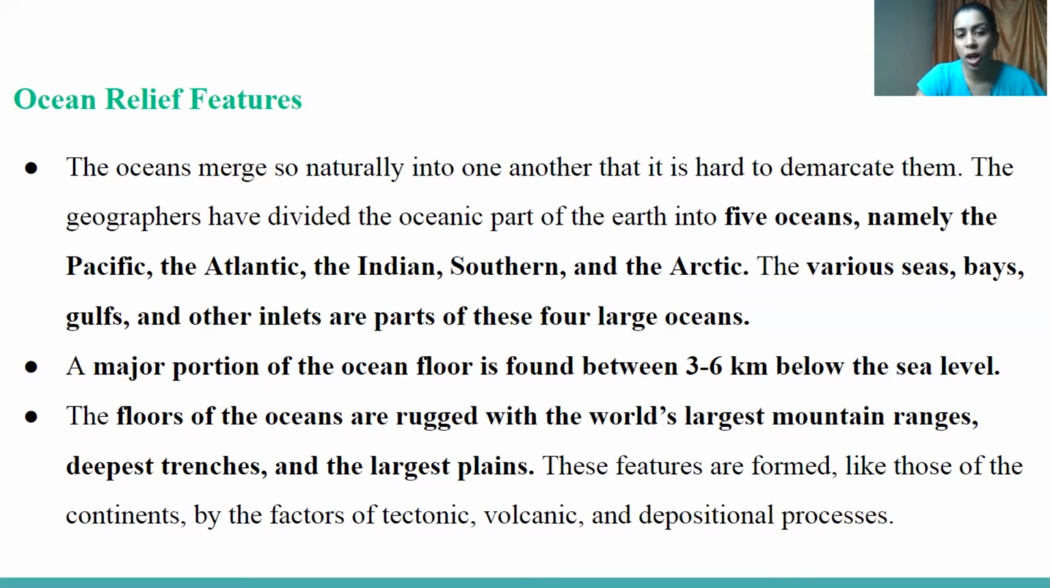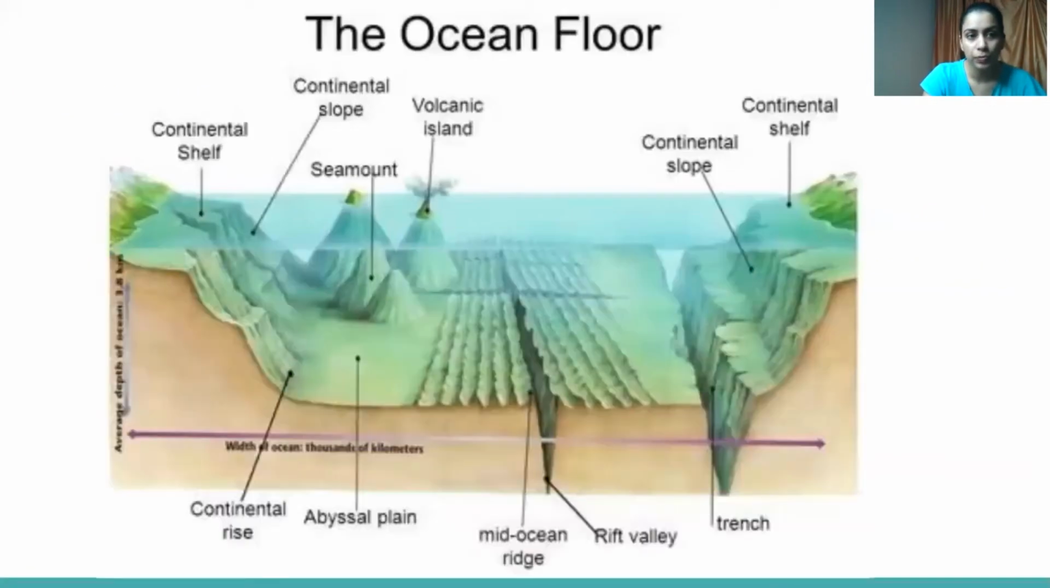The major portion of the ocean floor is found between 3 to 6 kilometers below the sea level. The floors of the oceans are rugged, with the world's largest mountain ranges, deepest trenches and the largest plains. These features are formed like those of the continents by the factors of tectonic, volcanic and depositional processes, which we have studied in previous lectures. The ocean floor, we are going to study them one by one.